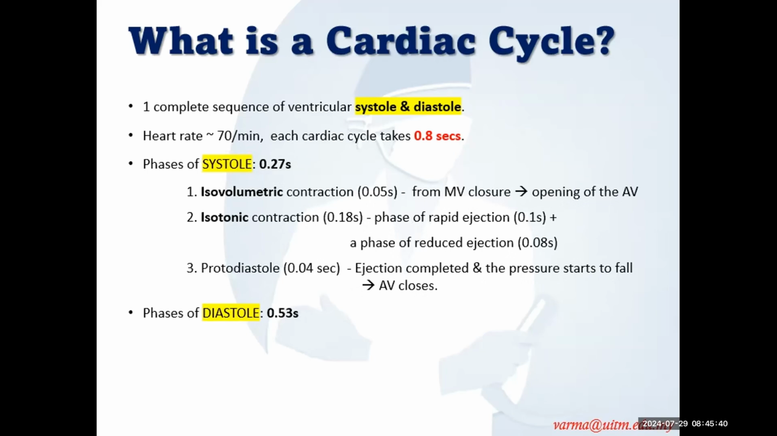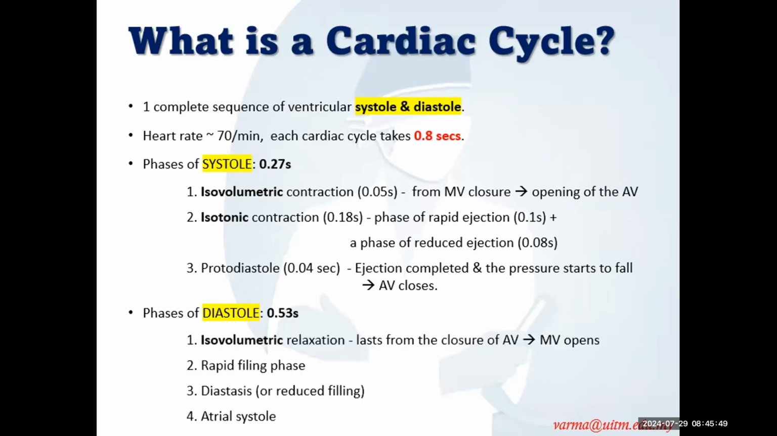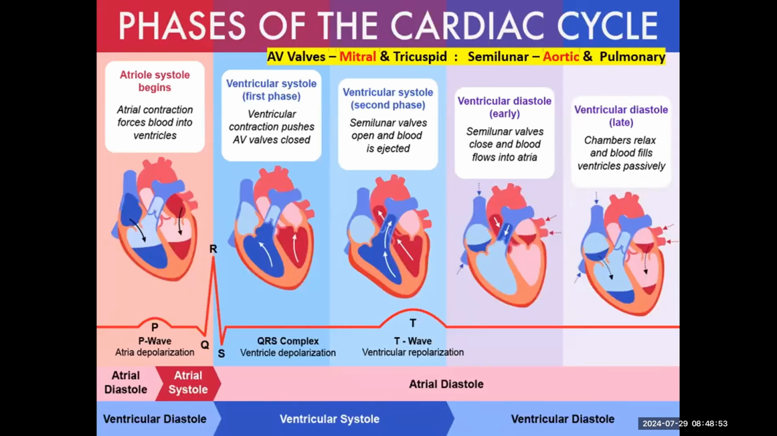Protodiastole. So you have to at least mention isovolumetric contraction and isotonic contraction. That's how it starts. Then we go to diastole. We have isovolumetric relaxation, rapid filling phase, diastasis, and it ends with atrial systole. The atrial systole is very important, the atrial kick, the final filling.